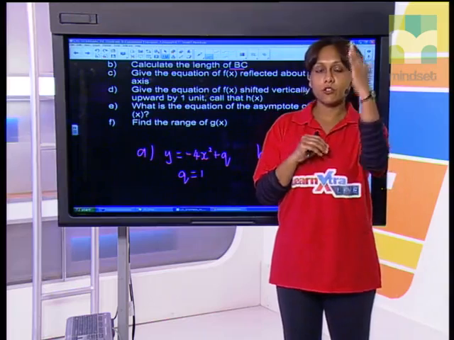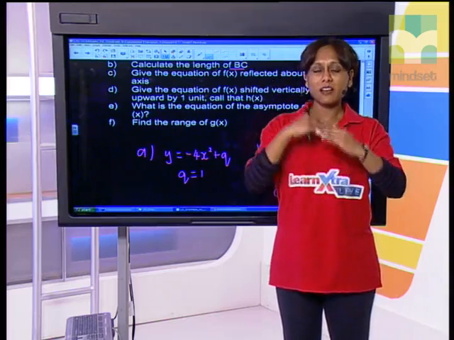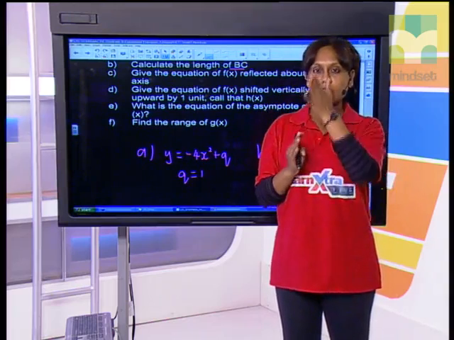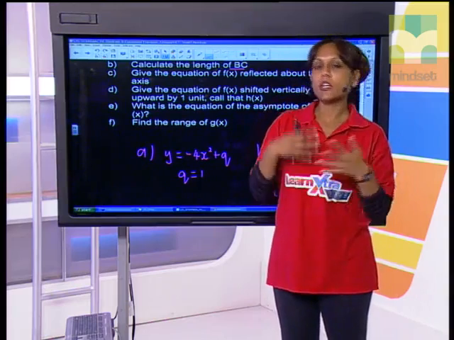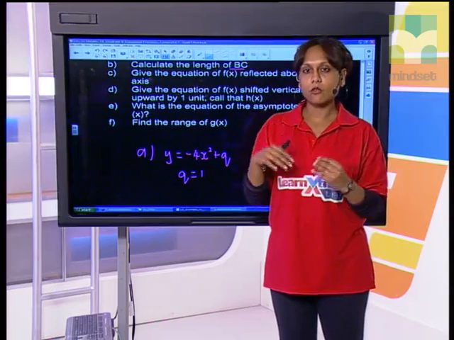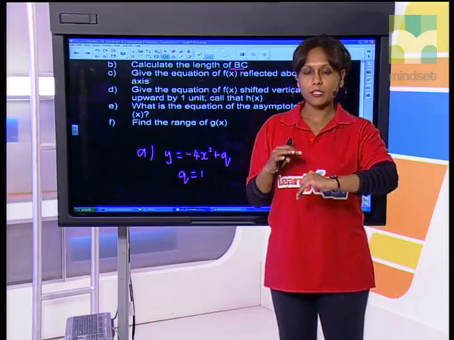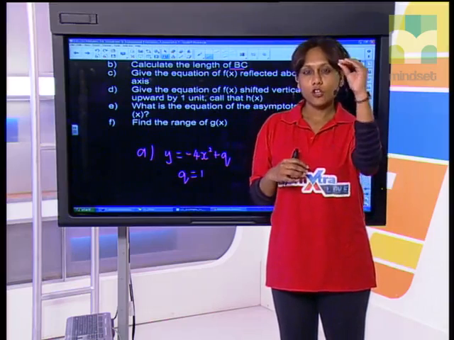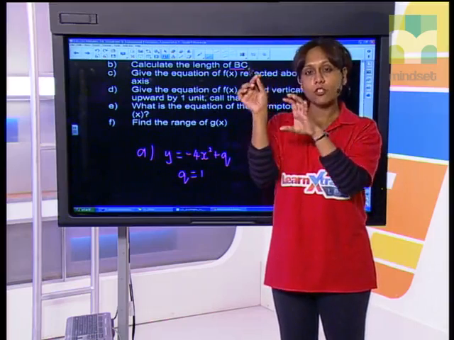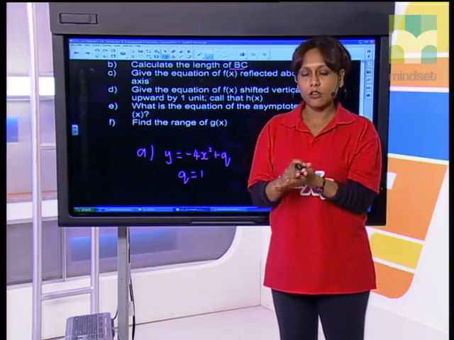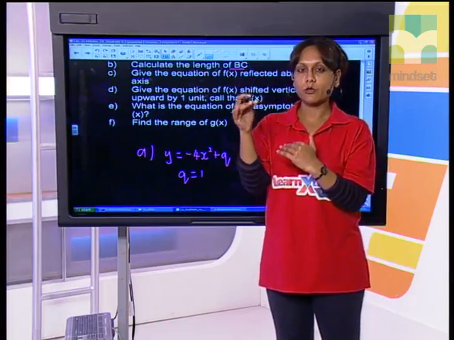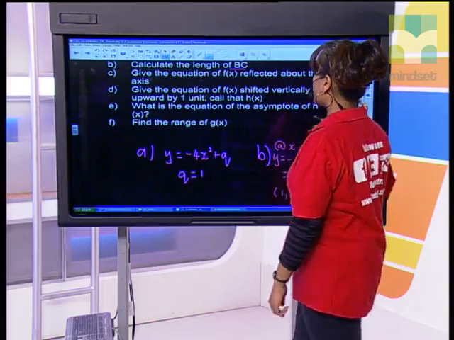Remember, for any graph, if you're looking for the vertical distance, the points lie on the same vertical line. The x values are going to be the same, so you can work out the y coordinates, top graph minus bottom graph. In other words, the y coordinate on the top graph minus the y coordinate on the bottom graph, the difference between those two, will give you the vertical distance.